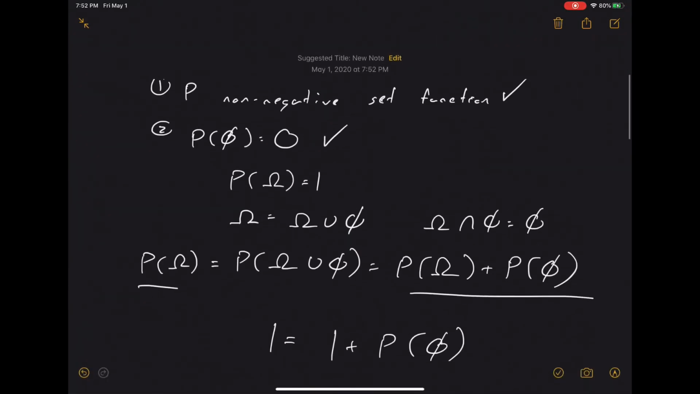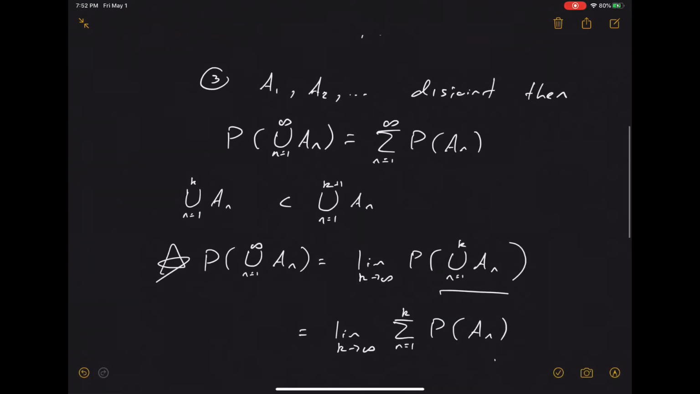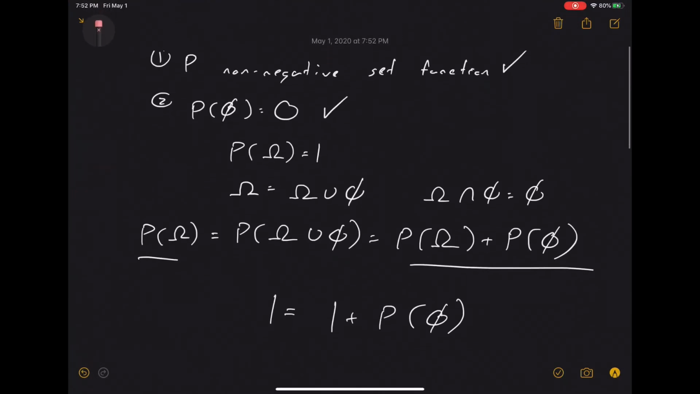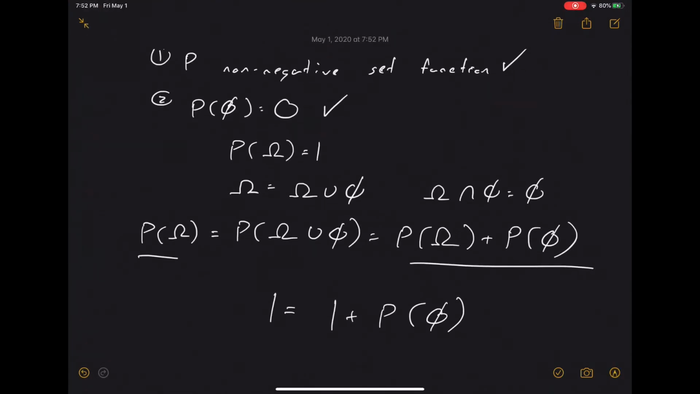So we have our three conditions. We have countably additive. We have the measure of the empty set is 0. And we have, well, by definition, P is a non-negative set function. So P is in fact a measure, and we call it the probability measure.